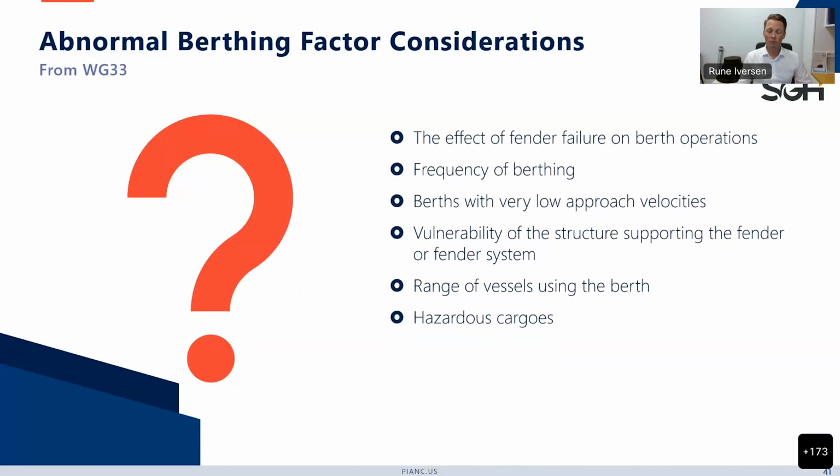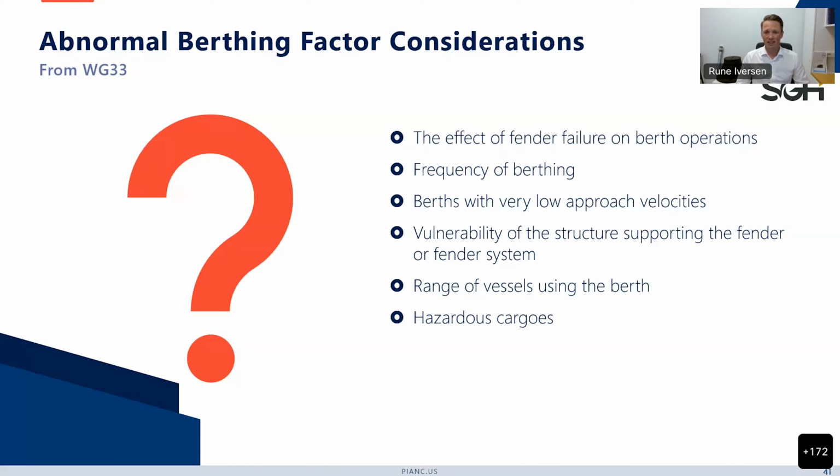But an important part of Working Group 33 is that it actually tells you to consider all these other factors too. So it says you should consider the effect of fender failure on berth operations. What happens if you lose a fender? Do you have to stop operations, or how do you deal with it? How often do vessels come in? I mentioned earlier that berthing velocities are based on a 1 in 5,000 event. What if we have vessels that come in much more often than 100 berthings per year, or much less often? You should consider this if you have berths with very low approach velocities that you use in your design.